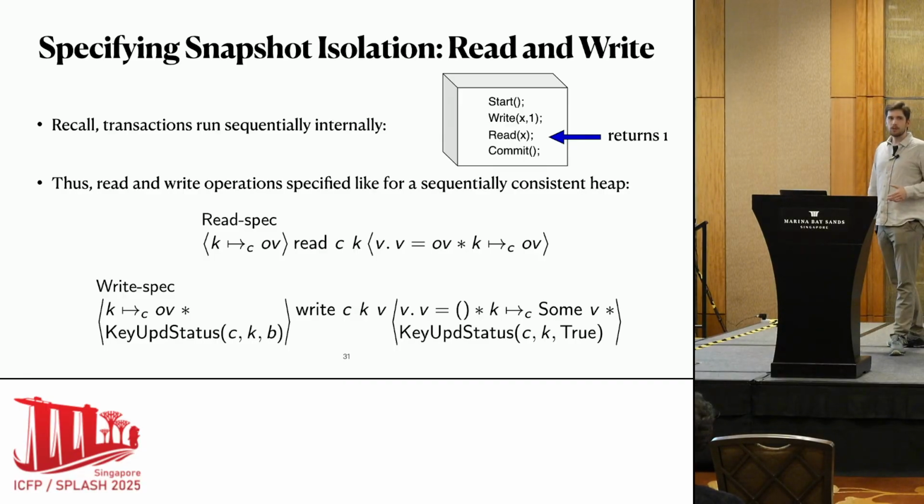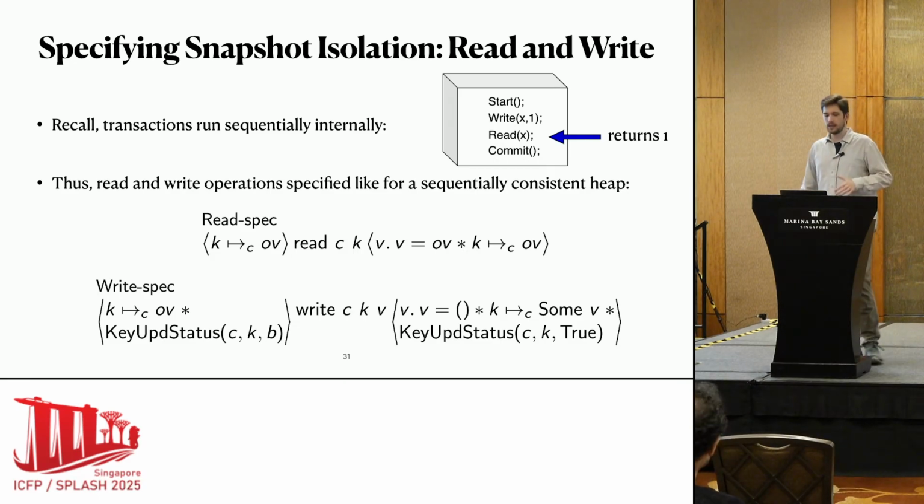have an additional resource, which is this key update status resource. It tracks whether the current transaction actually wrote to this key. We need this information to track these write conflicts at commit time.